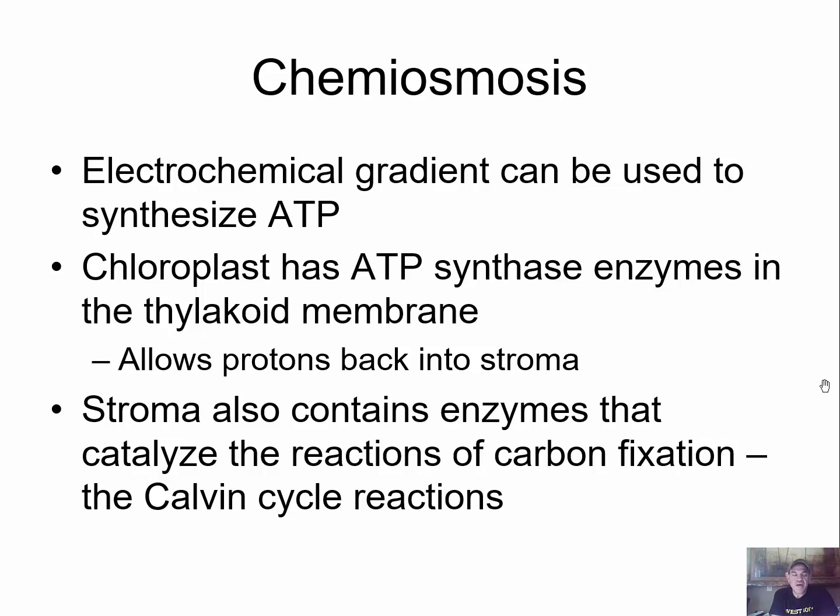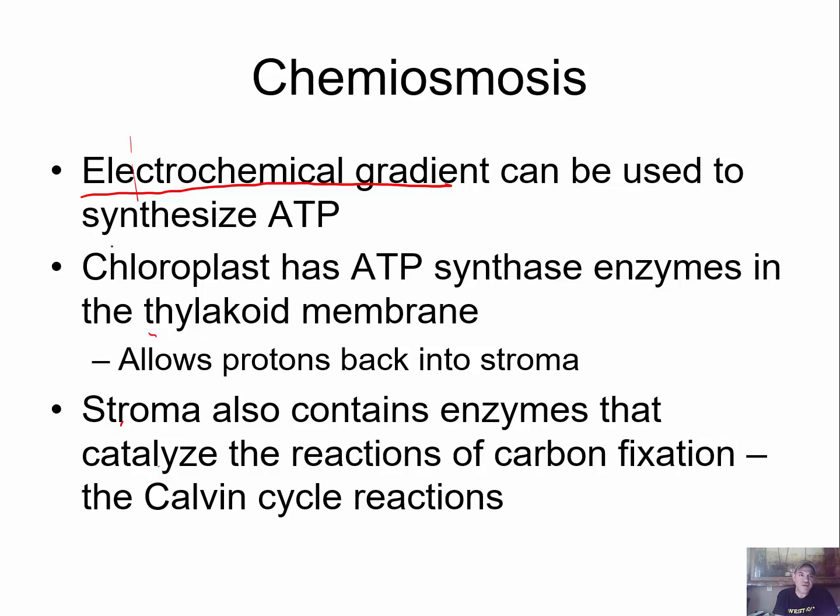So chemiosmosis is the same principle that we saw in mitochondria. If we are pumping the protons into the thylakoid space, you build up this huge concentration in there. This creates an electrochemical gradient, and that potential energy from that gradient of greater concentration of positive charge and greater concentration of hydrogen ions inside, they're going to want to flow back out.